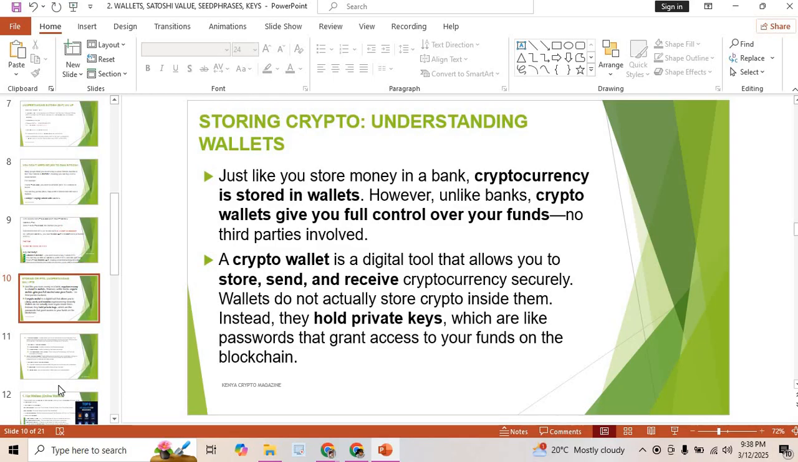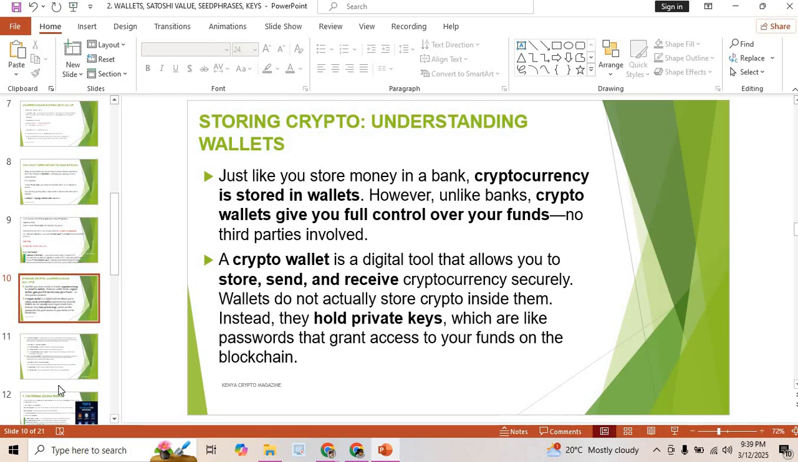Remember we said that cryptocurrencies are decentralized. So you are your own bank. They are not controlled by any centralized body. So someone will ask, where do we store crypto? So just like you store money in a bank, cryptocurrencies are stored in wallets. However, unlike banks, crypto wallets give you full control of your funds, so no third parties are involved. A crypto wallet is a digital tool that allows you to store, send, and receive cryptocurrency securely.